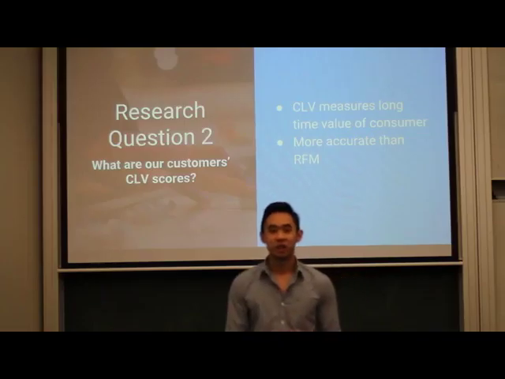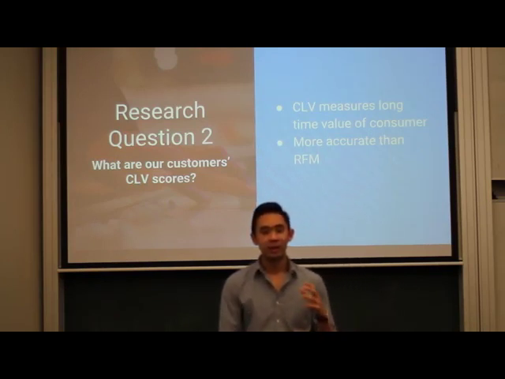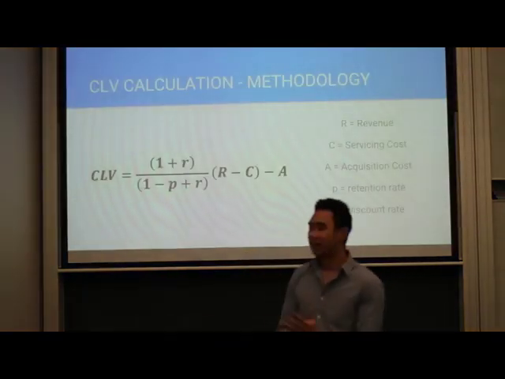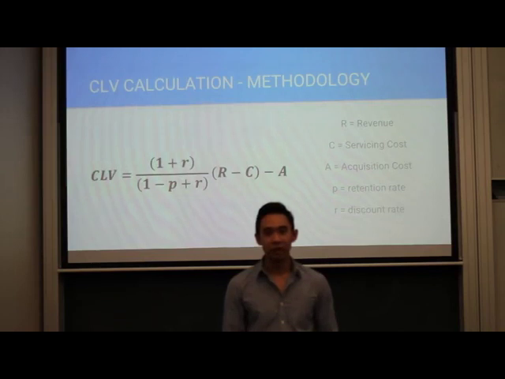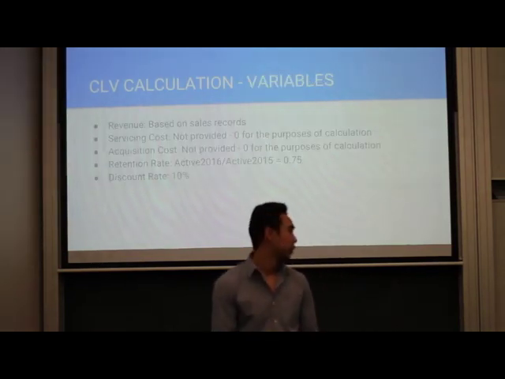So our second research question is about CLV, and the reason we incorporated this with the RFM model is to provide more long-term results. So the CLV model we've used is on the screen behind me, and the variables involved are the revenue, acquisition cost, servicing cost, retention rate, and discount rate.